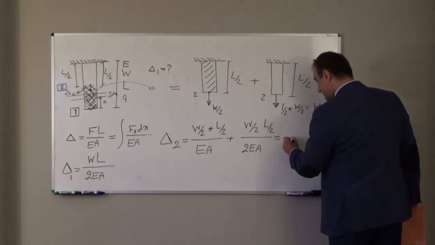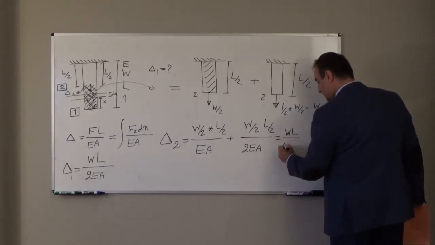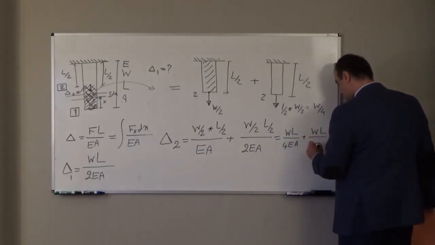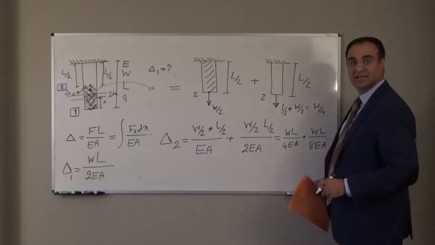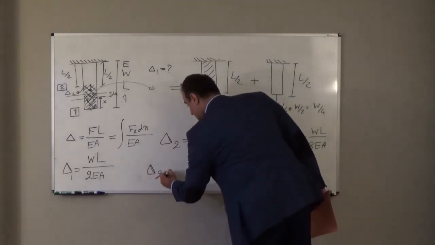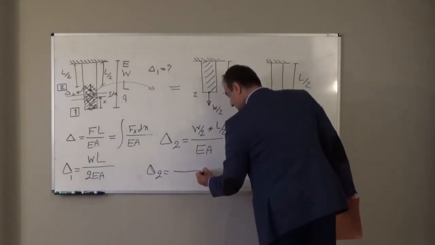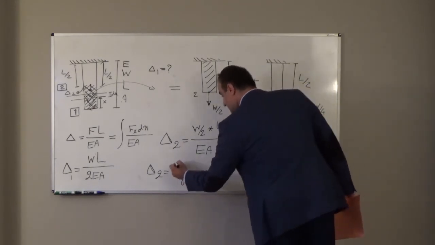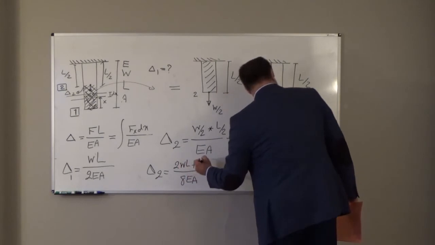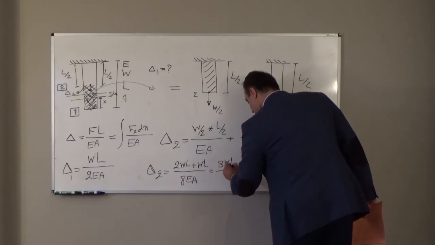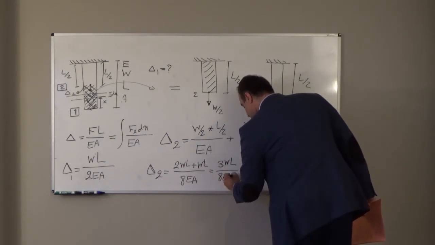So from here we will have WL over 4EA plus WL over 8EA. Sorry, this is EA, not EI. So delta 2 will be equal to, over 8EA, this will be 2WL plus WL, which is 3WL over 8EA.